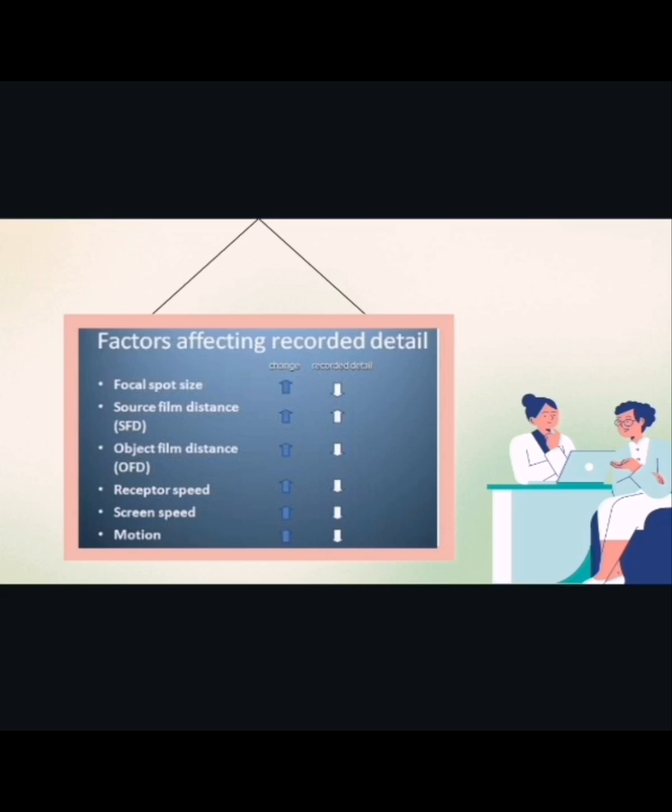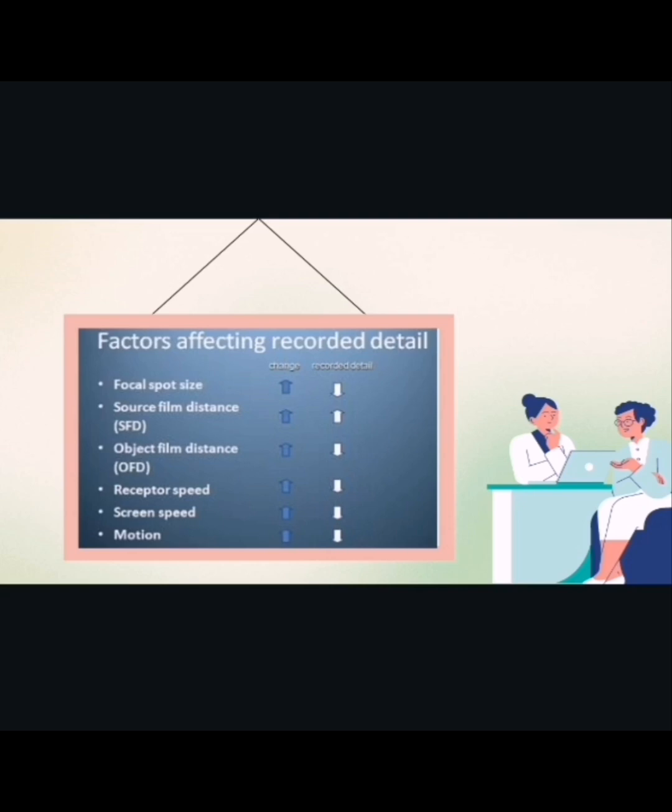The size of the focal spot on the anode of the X-ray tube profoundly influences the recorded detail. A smaller focal spot size yields superior spatial resolution, enabling the depiction of finer anatomical details. Increased focal spot size decreases recorded detail, and increased source-film distance increases the recorded detail.